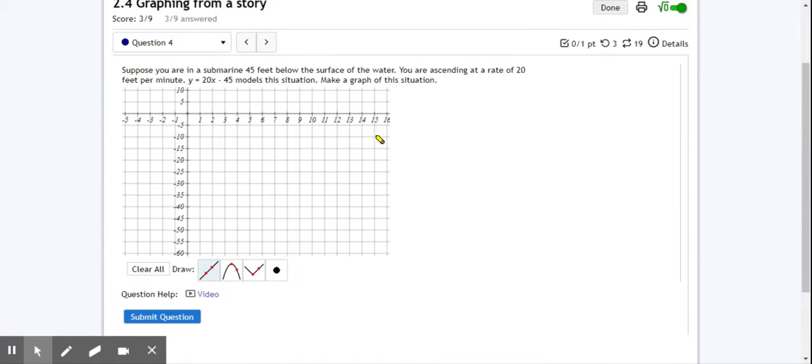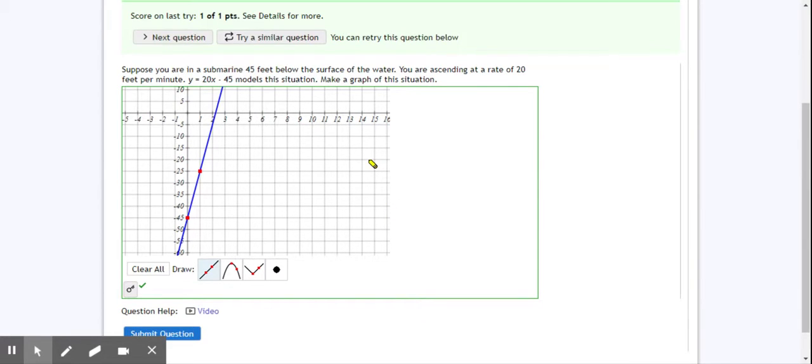All right, suppose you're in a submarine 45 feet below the surface of the water. So already I know that I'm starting down here at 45 feet below 0. Now you're ascending, that means going up. Notice this also is a positive 20, ascending at 20 feet per minute. So after a minute, I should have gone up 20: 5, 10, 15, 20. There we go. Make a graph. So start at 45, went up 20, and over 1 minute.